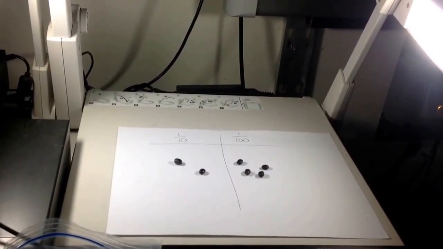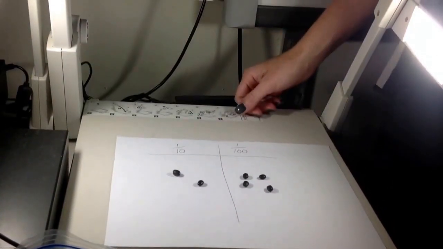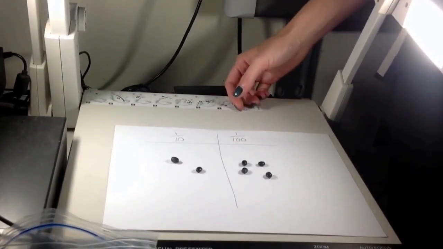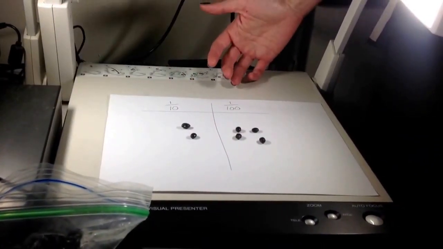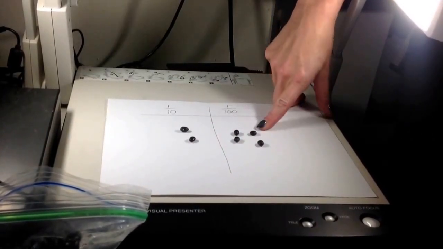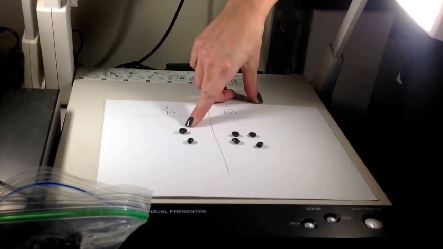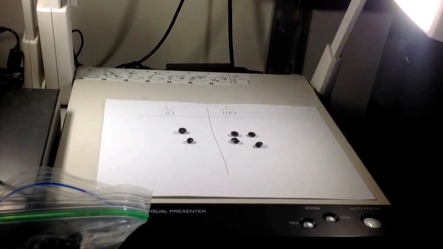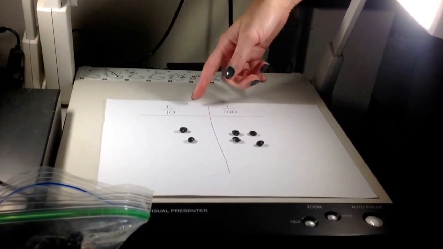The thing that the children are going to need to understand is that when we divide into groups, we're going to have to rename this. So if I want to divide that into 3 groups, there's no way to divide these 4 beans into 3 groups, and there's no way to divide these 2 beans into 3 groups. So what I want to do is rename these tenths.